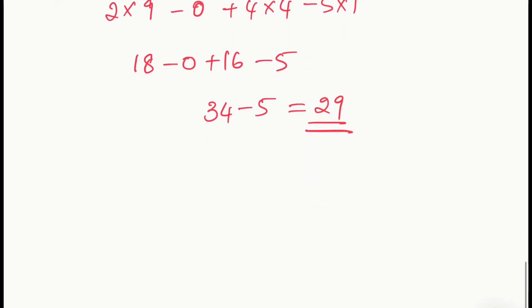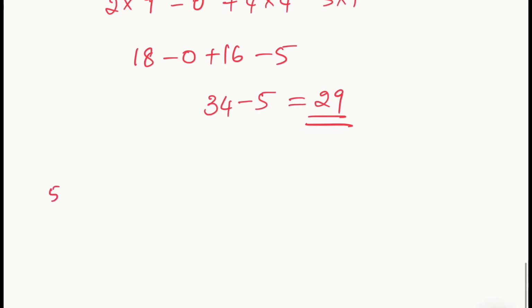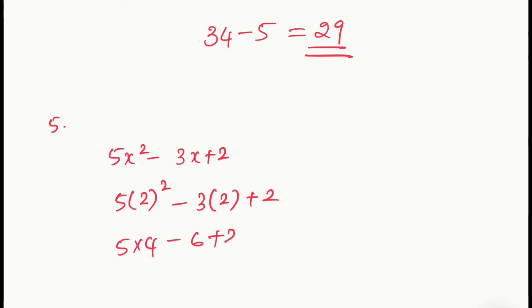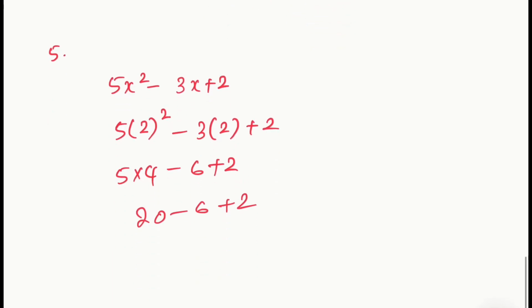Hope it's clear, children. Now let me move to the fifth main. Find the value of 5x square minus 3x plus 2 when x is equal to 2. So 5x square minus 3 into 2 plus 2. 2 square is 4. So 5 into 4 minus 3 2s are 6 plus 2. 20 minus 6 plus 2. 20 minus 6 is 14. 14 plus 2 is 16.